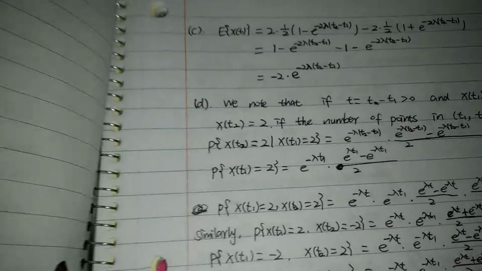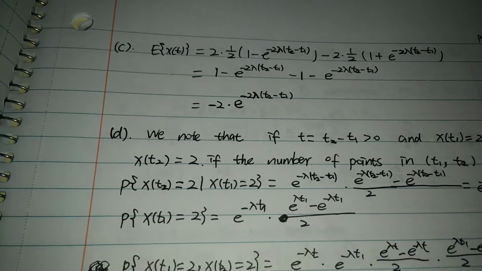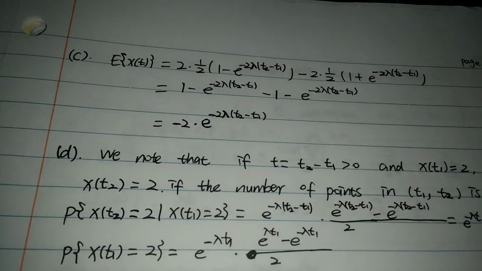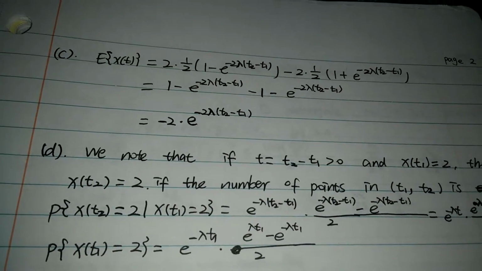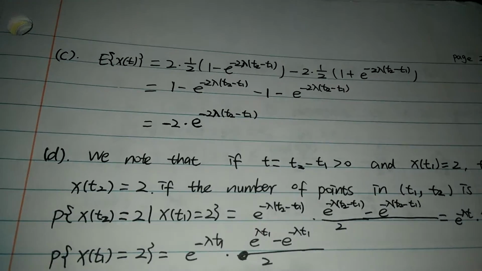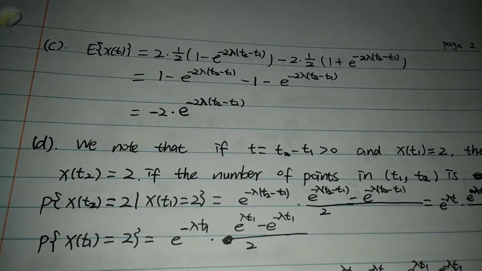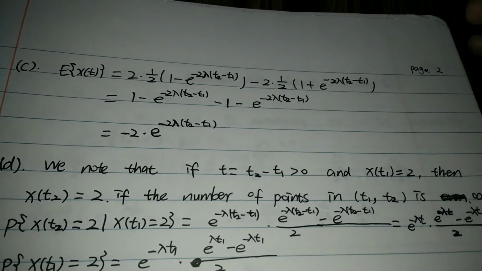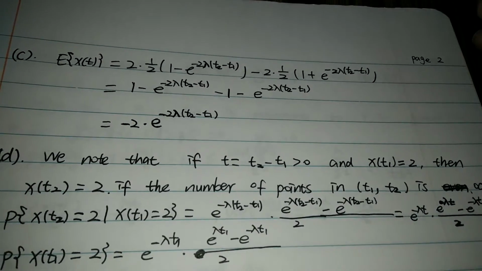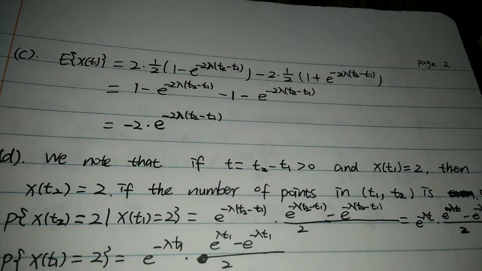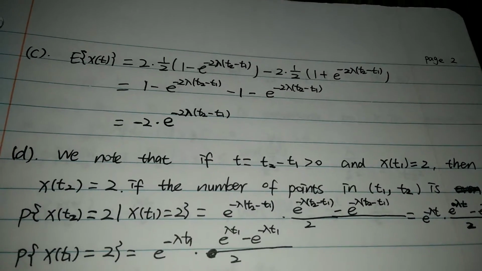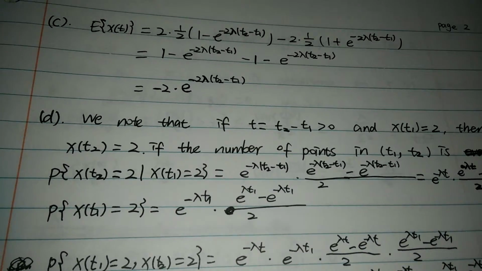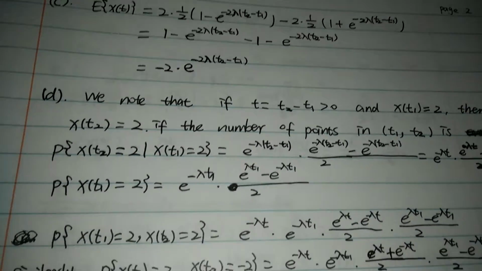And then we need to calculate the expected value of X(t). So it equals 2 times 1 over 2 times (1 minus e to power minus 2 lambda times (t2 minus t1)) minus 2 times 1 over 2 times (1 plus e to power minus 2 lambda times (t2 minus t1)). So it equals minus 2 times e to power minus 2 lambda times (t2 minus t1).